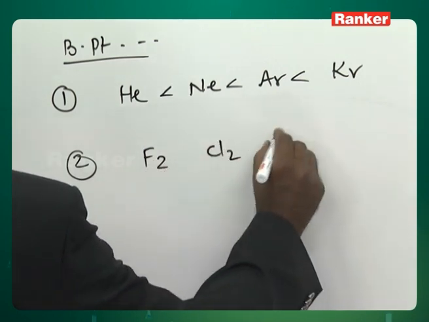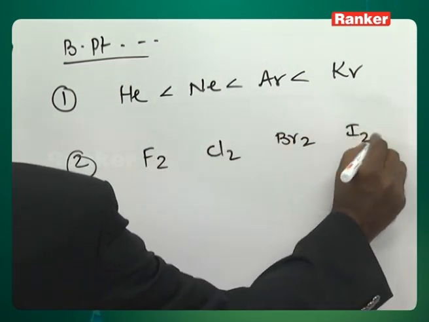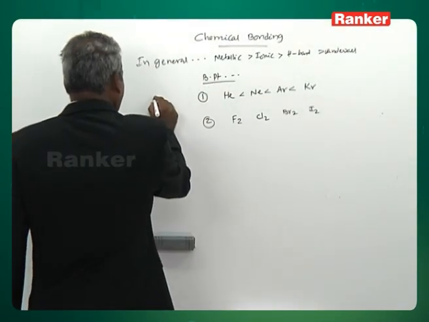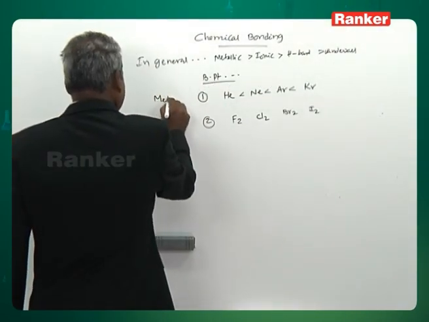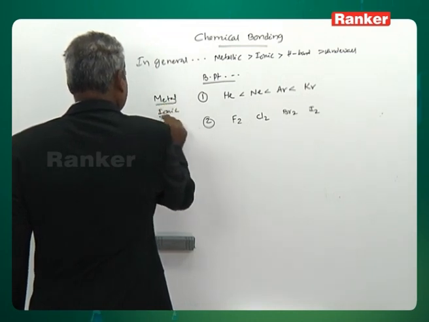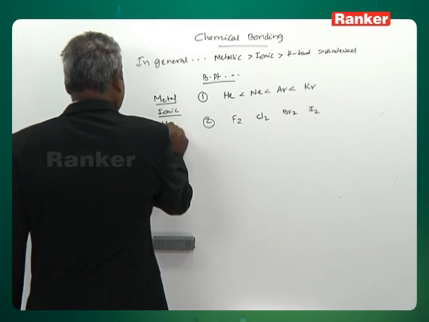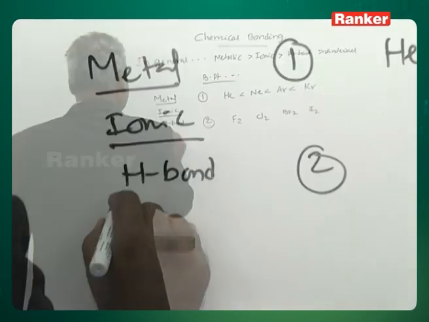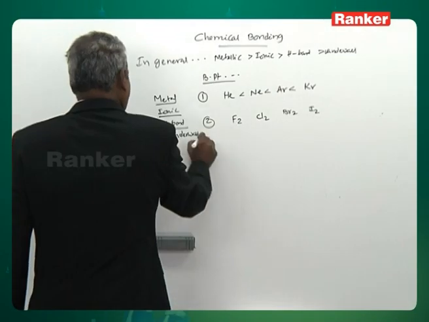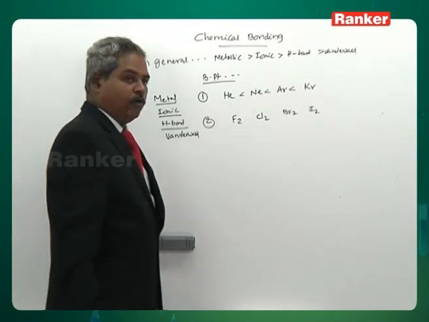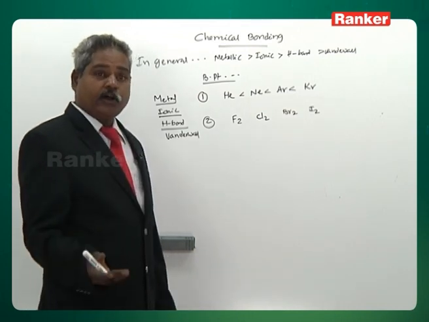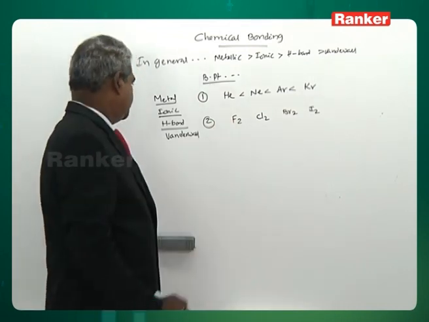F2, Cl2, Br2, I2. So, I am always ruling out the possibilities. Are they metals? I am seeing whether they are metals, whether they are ionic compounds, whether they have hydrogen bonded compounds, or van der Waals. So, are they metals? Not at all. Fluorine, chlorine, they are not metals. Are they ionic compounds? They are not even compounds, they are elements.